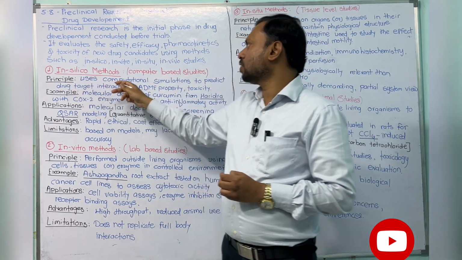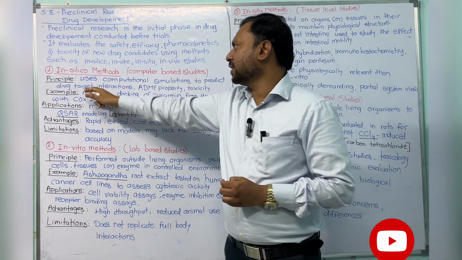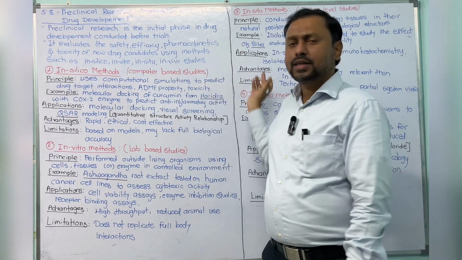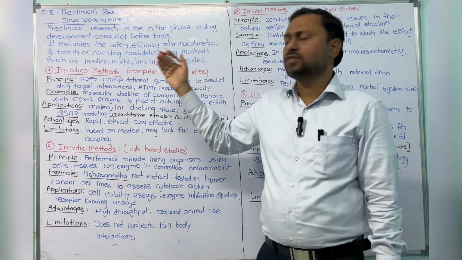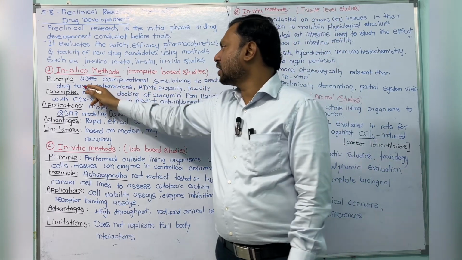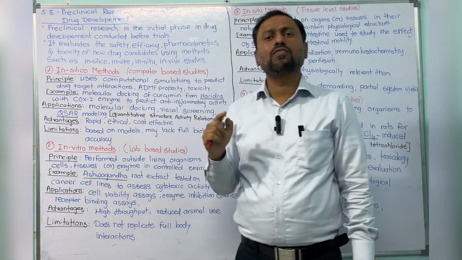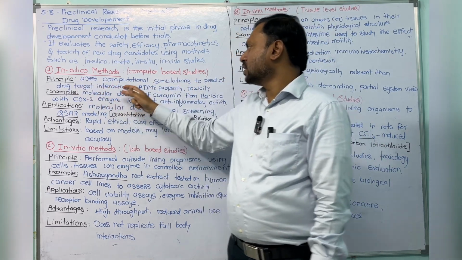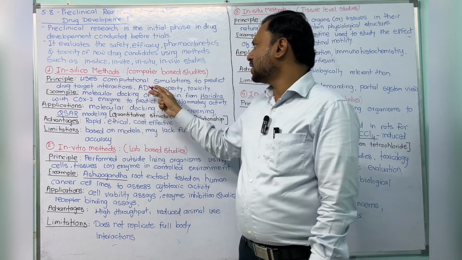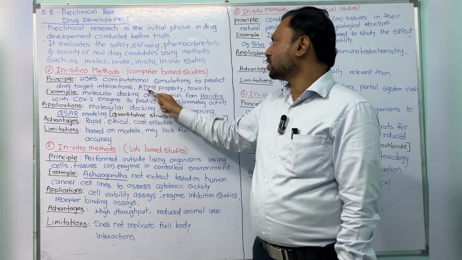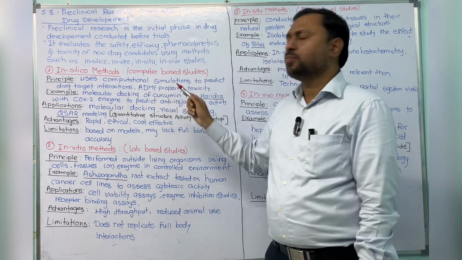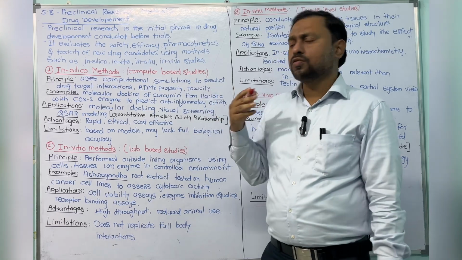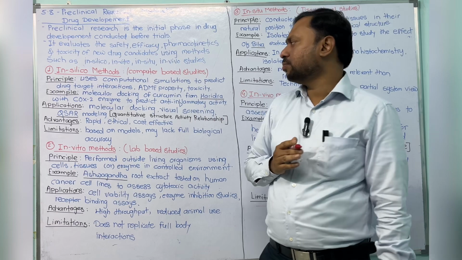The principle is the use of computational simulation to predict drug-target interaction, ADME properties and toxicity. Before other methods, we first use this to predict the target interaction, where you want to target and whether the drug is targeting or not. We analyze the interactions and combinations, as well as ADME, the absorption, distribution, metabolism and excretion properties, through the computer, and we also analyze the toxicity using the in silico method.